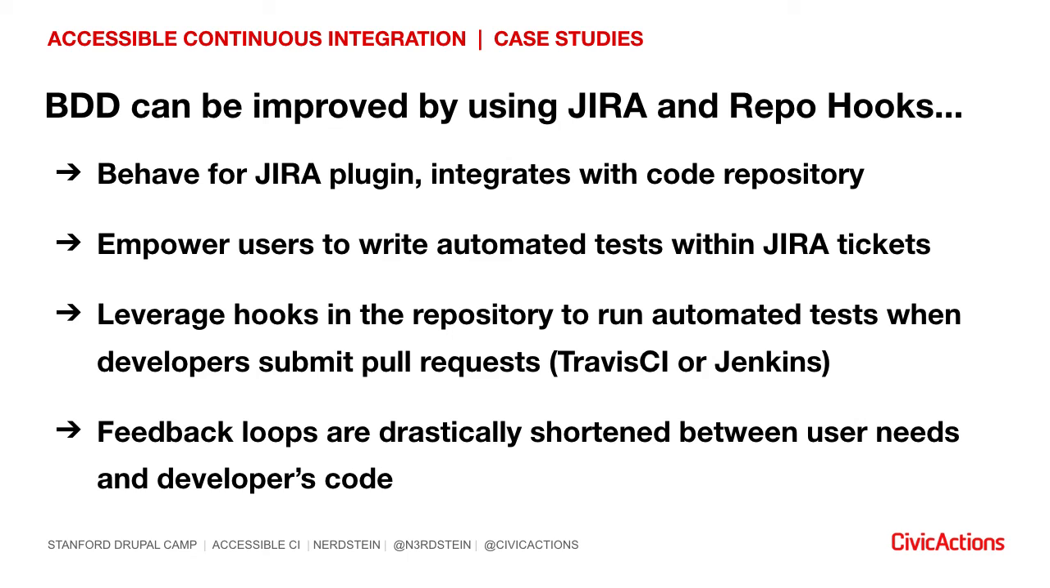So how can we really make BDD sexy? Well, we can make everything else around it accessible. So our product owners use Jira. Well, that's a tool that we commonly use at Civic Actions, at least. And we could look at using repo hooks. So how does all of this come together? Well, Jira has plugin systems, and Jira has a plugin called Behave. And Behave can integrate directly with a code repository. And that helps to establish an automated testing framework that can be written inside of Jira.